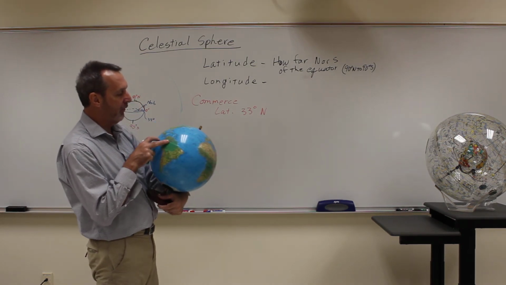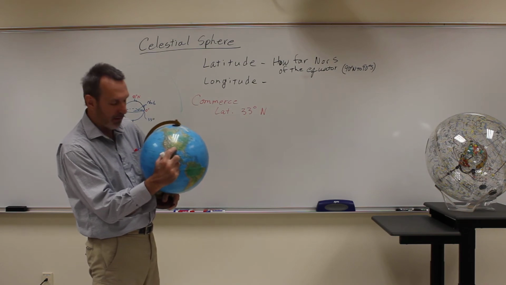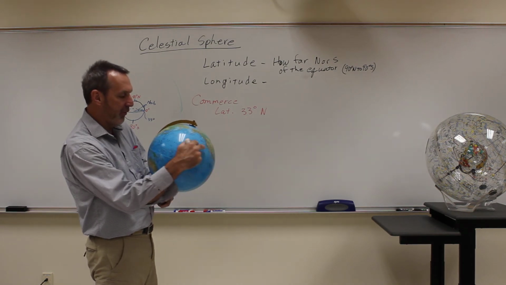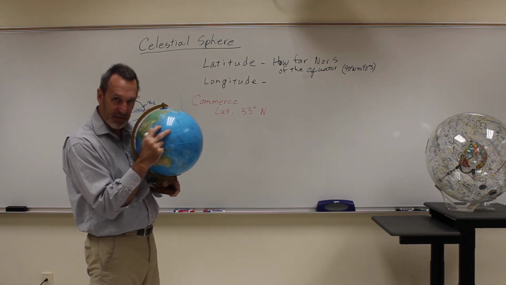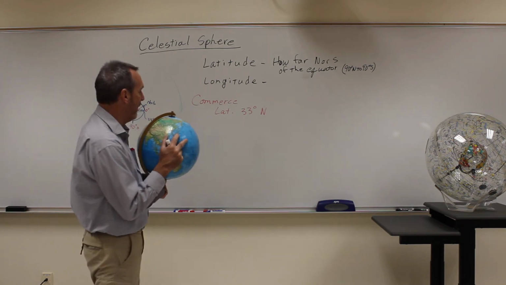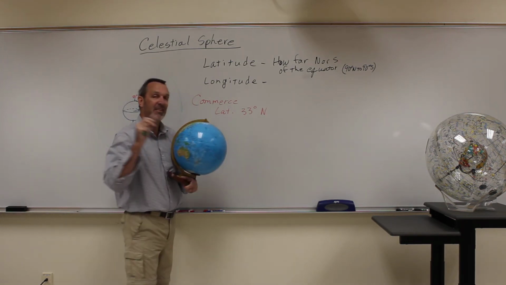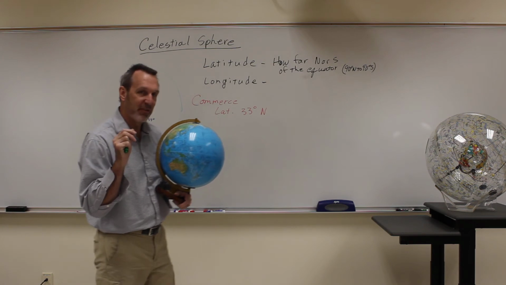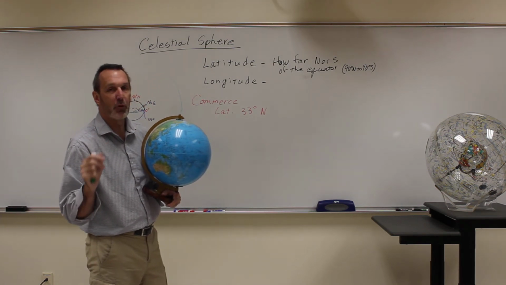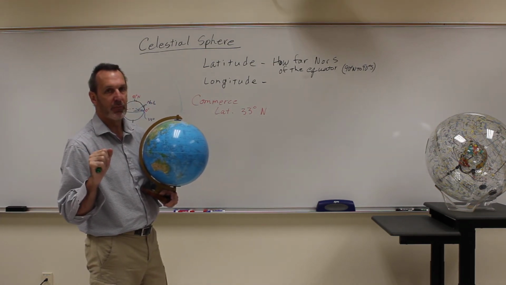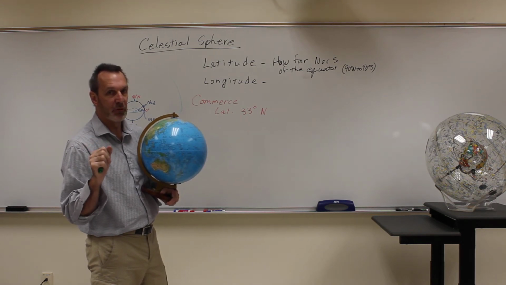So if you go here, latitude 33 degrees puts us right here in Commerce, Texas. But if you scroll all the way across to here, guess what? You hit Kyoto, Japan. It's also at 33 degrees north. They see the exact same sky and stars and everything we do. They just see it 14 hours earlier. So it's all about time when you talk about longitude.